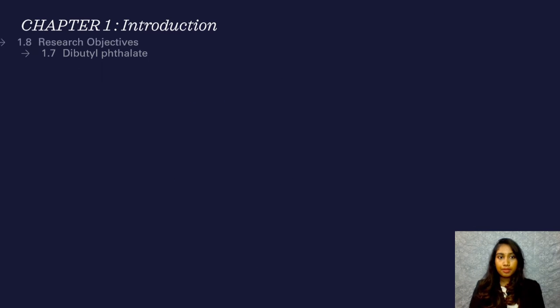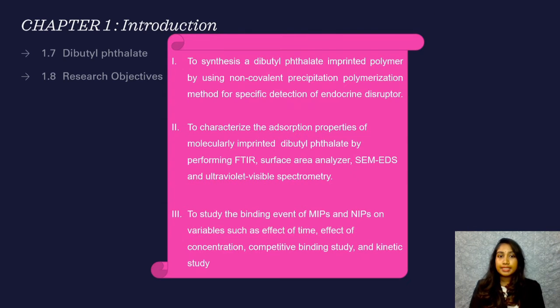Moving into my next subtopic, which is research objective. There are three objectives, which is to synthesize the dibutyl phthalate imprinted polymer by using non-covalent precipitation polymerization method for specific detection of endocrine disruptor, to characterize the adsorption properties of molecularly imprinted dibutyl phthalate by performing FTIR, surface area analyzer, SEM-EDS, and ultraviolet visible spectrometry, to study the binding event of MIPs and NIPs, which is molecularly imprinted polymers and also non-imprinted polymers, on variables such as effect of time, effect of concentration, competitive binding study, and kinetic study.